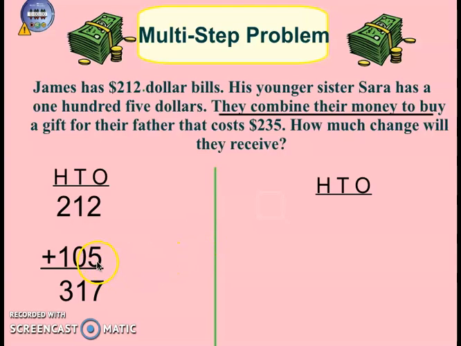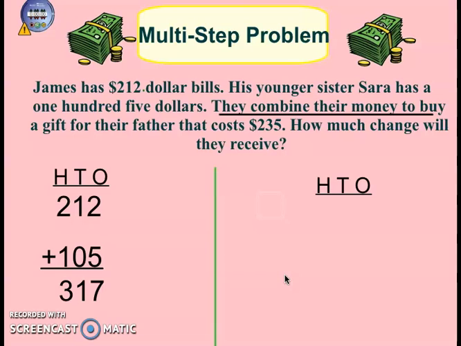Now, boys and girls, let's see if we can find the sum of James' amount and Sarah's amount. So if you have 317, your answer is correct. Now that you have done that, we want to look at the other part of the question. How much change will they receive?